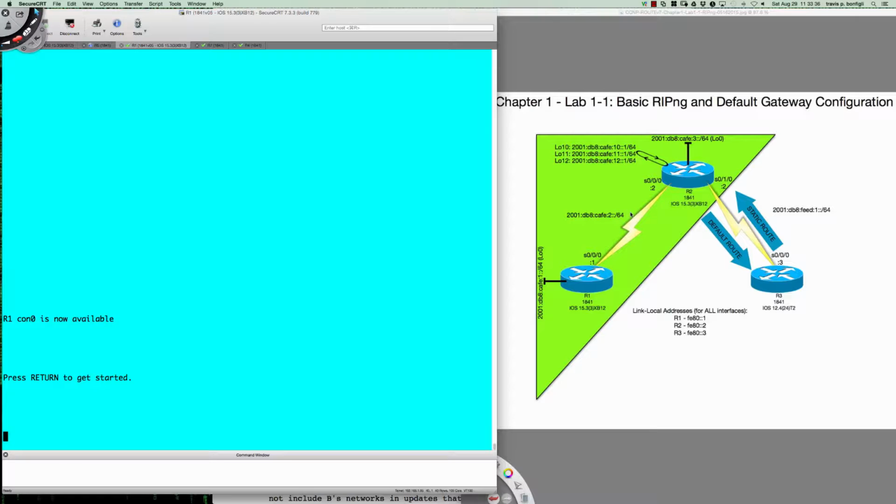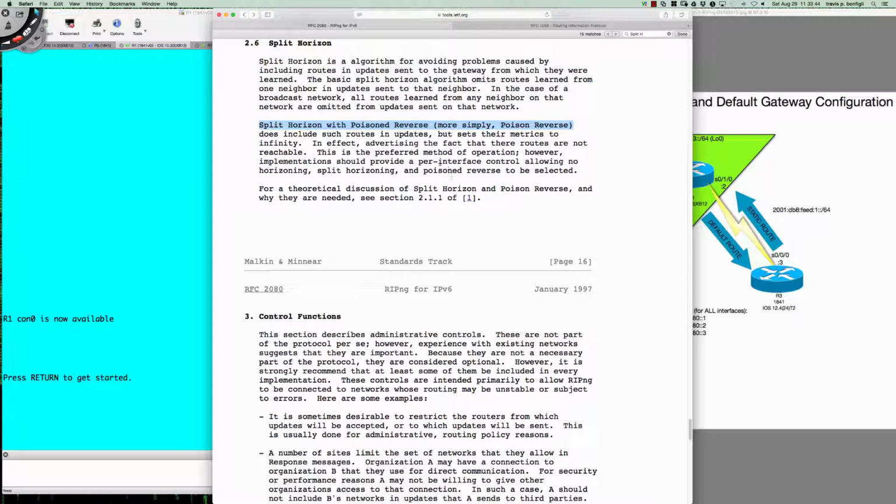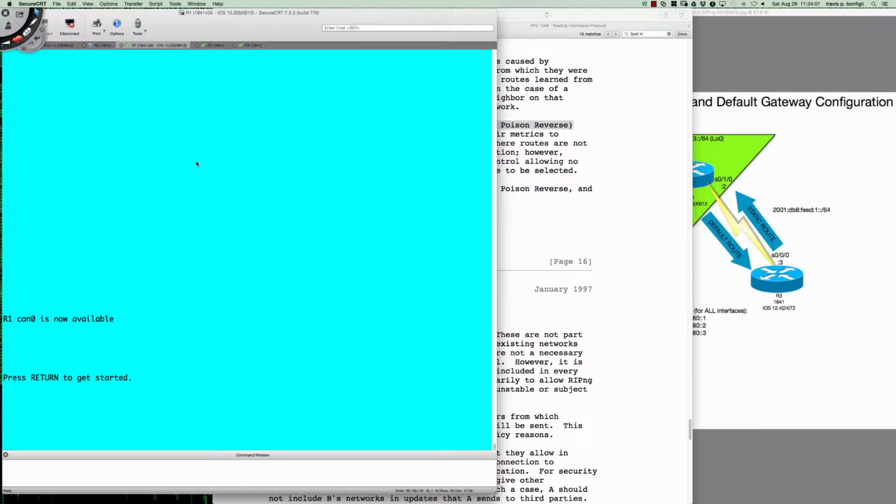We're going to prove that in the Cisco implementation, when you're running poison reverse, as in this sentence right here, more simply, poison reverse, when you're running both split horizon and poison reverse, really you're only running poison reverse. I shouldn't say that they're not functioning, but rather that poison reverse is going to take precedence. So let's dive in and take a look here. Let's get onto the command line. We'll go from user exec to privilege exec, and we'll hang out here at privilege exec.